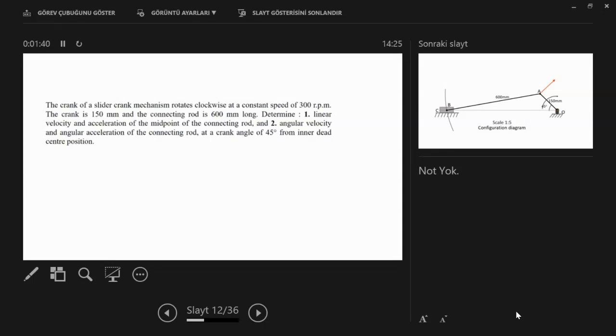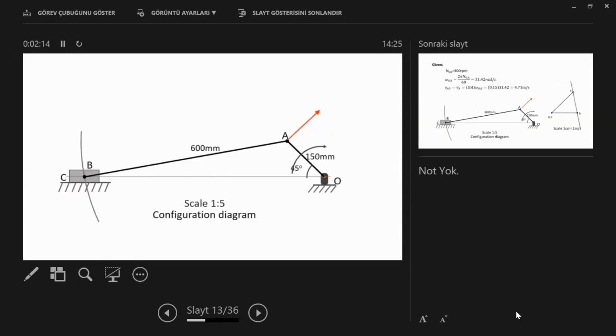So we have to calculate the velocity of the midpoint of the connecting rod. So it's one, linear velocity and the acceleration of the midpoint, okay? And second, we have to calculate the angular velocity and the angular acceleration of the connecting rod at a crank angle and so on. So can we do that using the graphical way and also the analytical way handled by the calculator.